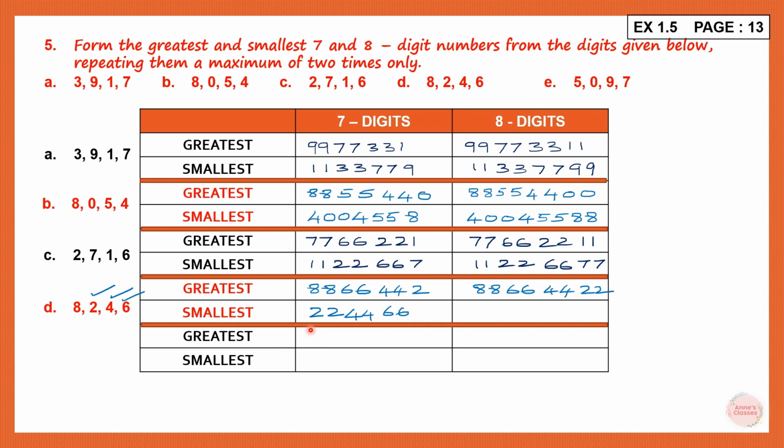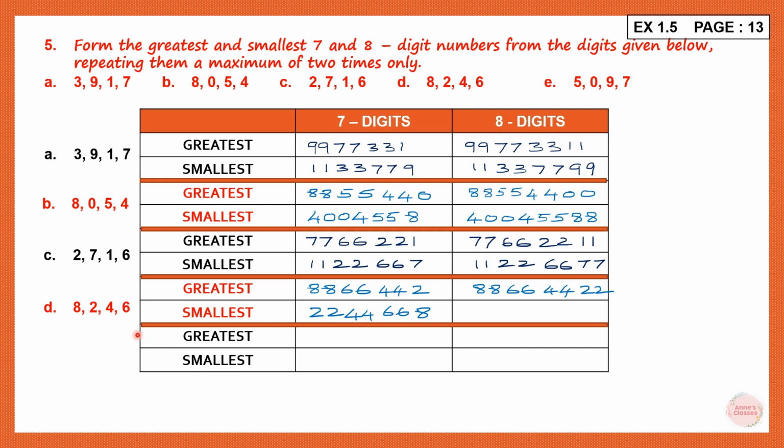Now count the digits, 1, 2, 3, 4, 5, 6. We have only 6 digits. We need only one more, and that is 8. So we're going to put 8 here. So we have a 7-digit number. So only the last digit doesn't have to be repeated.